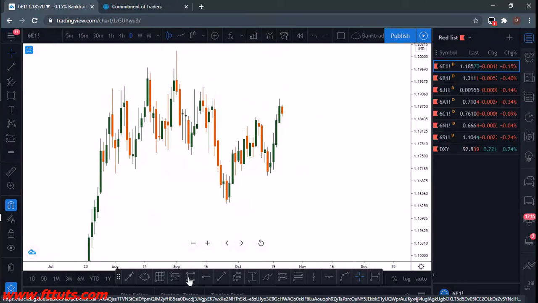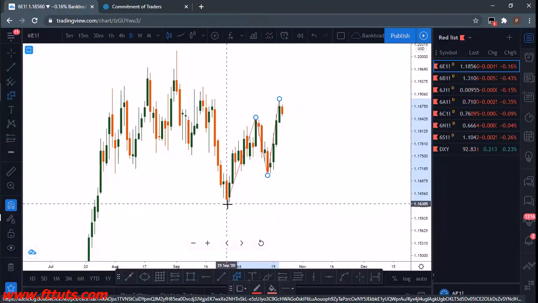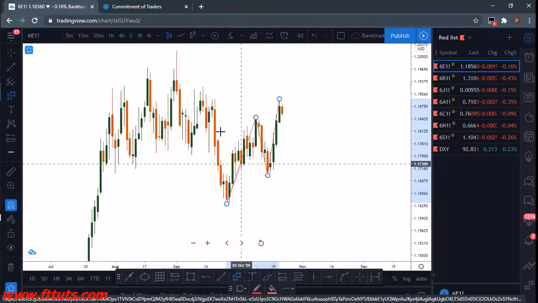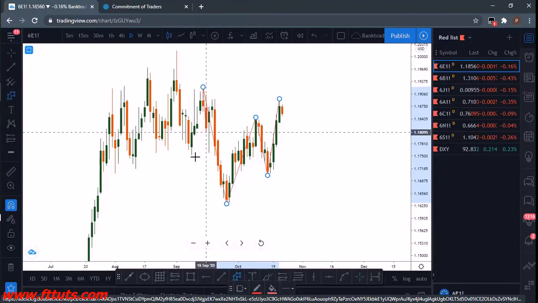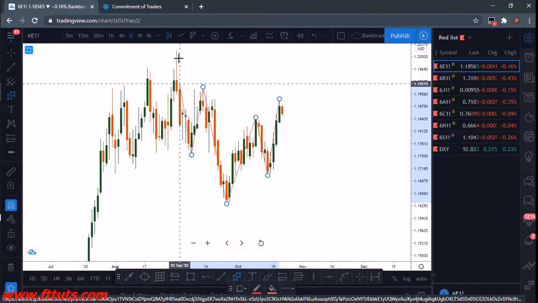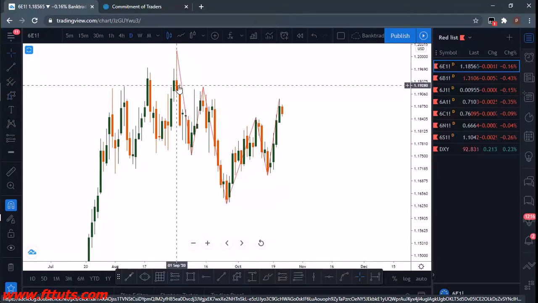We need to look for the previous trend and then the current trend. So we can start where we have the highest high, and then down here, and then here. Then I can go down here. Then here, then here, then here. I think that will be enough.